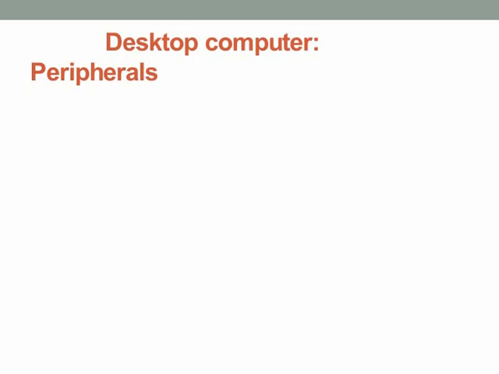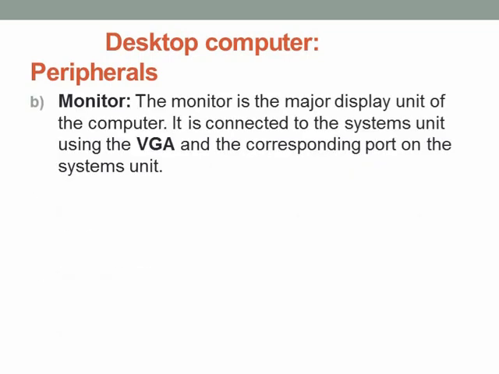So among the peripheral devices, the major ones are monitor. And the monitor is the major display unit of the computer. Its major work is to display whatever is in the computer. It doesn't have any storage, but it simply displays what is being done in the computer. The main computer is the systems unit, and the monitor basically displays what is in the systems unit. So you connect the monitor to the systems unit using the video graphics adapter and its corresponding video graphics port, which is on the systems unit.